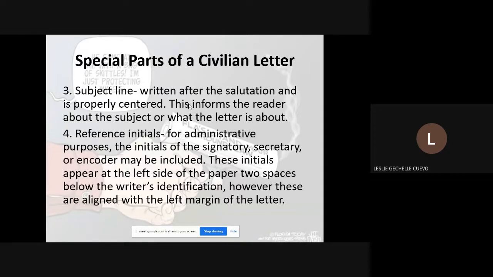And then number 4, reference initials. For administrative purposes, the initials of the signatory, secretary, or encoder may be included. So these initials appear at the left side of the paper 2 spaces below the writer's identification. However, these are aligned with the left margin of the letter.